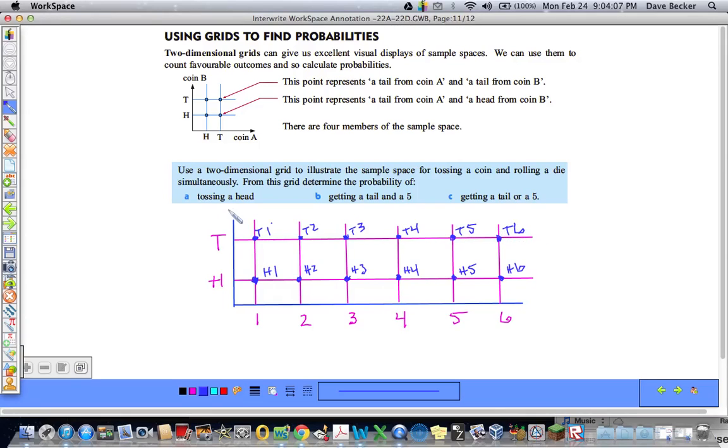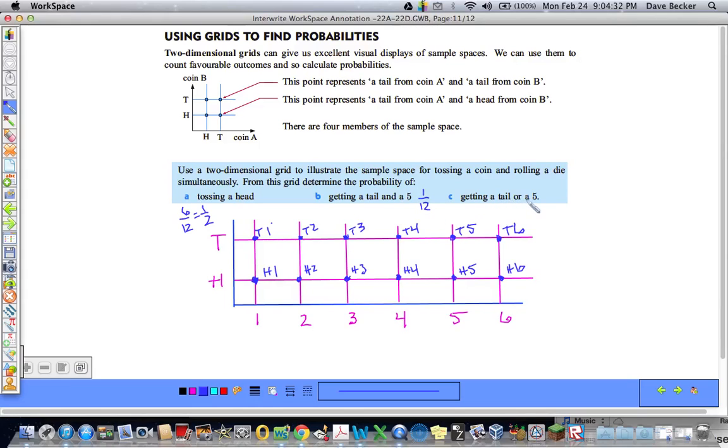What's the probability of tossing a head? Well, that's really simple. We have 12 outcomes. All of these are heads. That's 6 of them. So that would be 6 out of 12 or 1/2. Getting a tail and a 5. Well, there's only one tail 5 combination. That's right here, right? So that would be 1 out of 12.